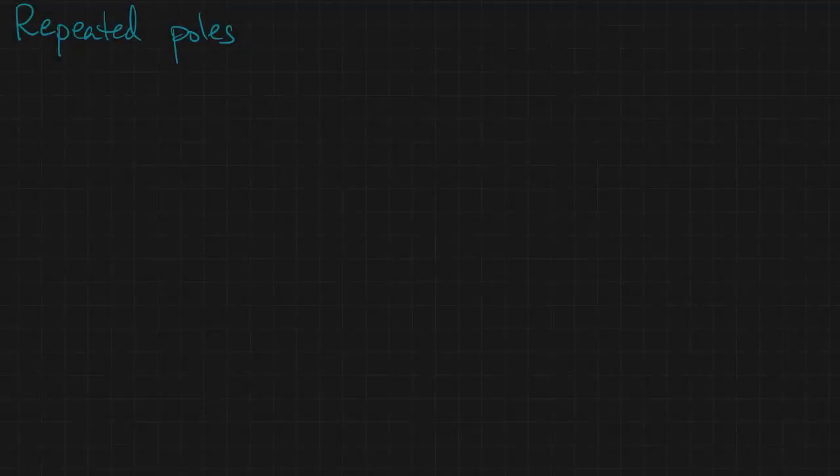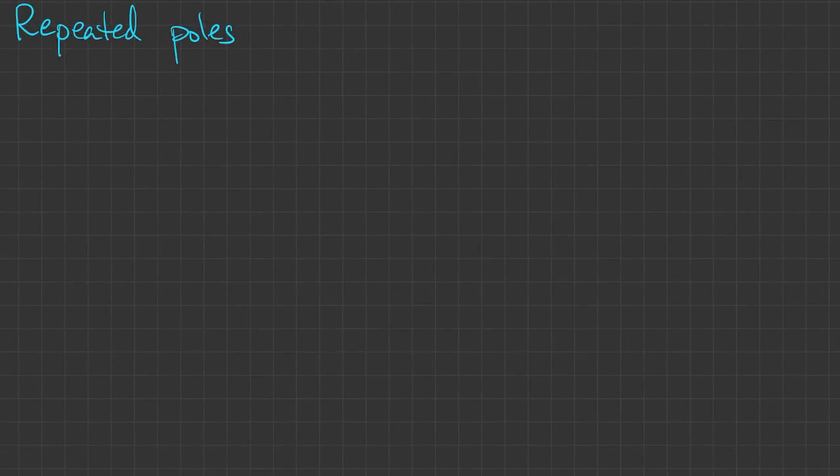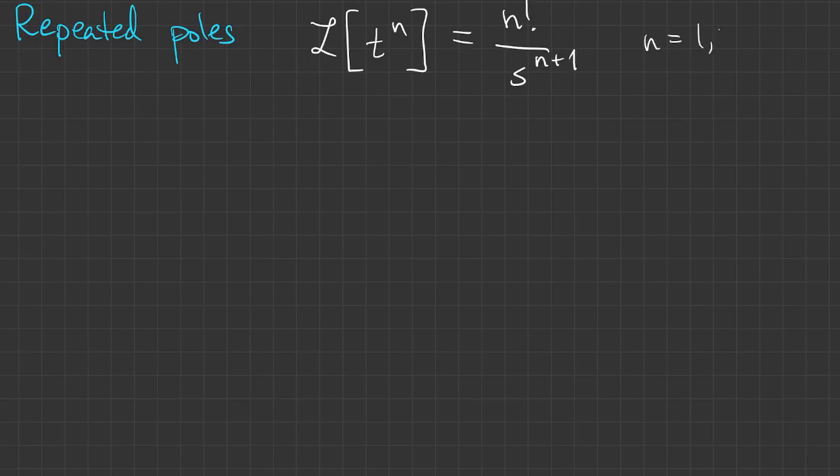Repeated poles are another complication. So first we'll use the fact from the table that the transform of t to the n is n factorial over s to the n plus 1 power. That's if n is a positive integer. So that's a multiple pole at s equals 0.